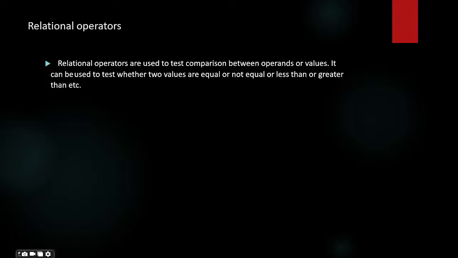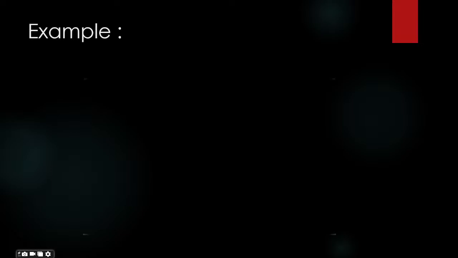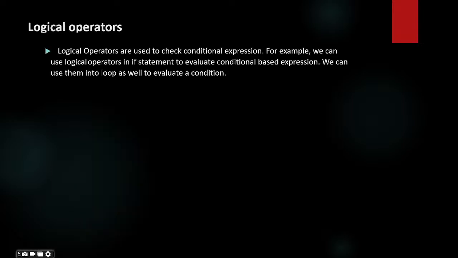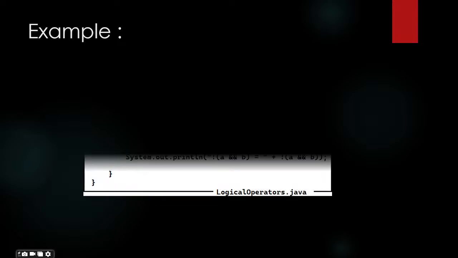After that, we discussed relational operators. Relational operators we can also call comparison operators. In the comparison operators, we have double equals, not equals, less than, greater than, less than or equal to, and greater than or equal to. These are the operators we discussed in the last session. And we have the logical operators. In the logical operators we have only three: and operator, or operator, and not operator. We discussed the truth table as well.